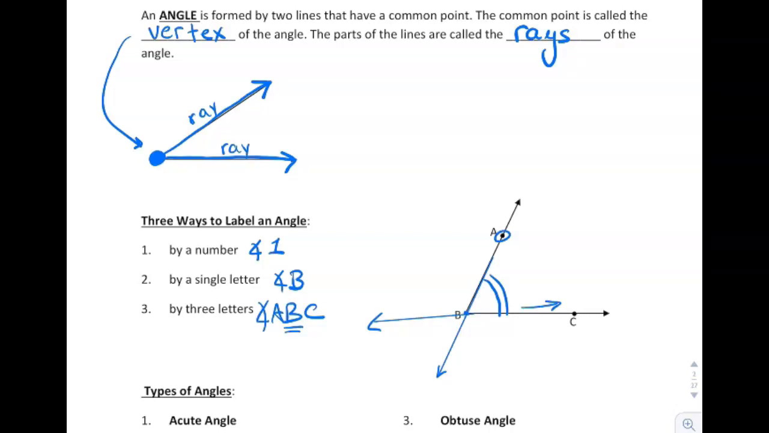You could also say that in reverse order. You could say it starts at C, turns at B, and goes to A. So that's how you name an angle, different ways to name it.